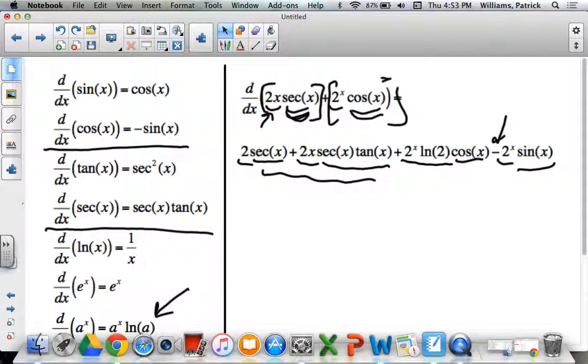Okay, so that's it. You know, we'll do several more examples using this stuff in class. But come to class with questions. In the next video, we'll look at how we take the derivatives of inverse functions.